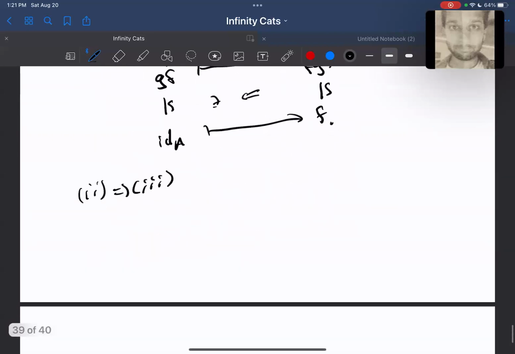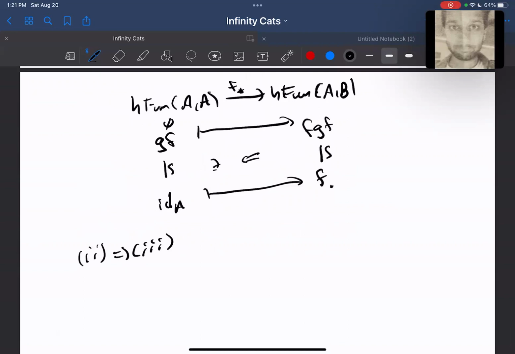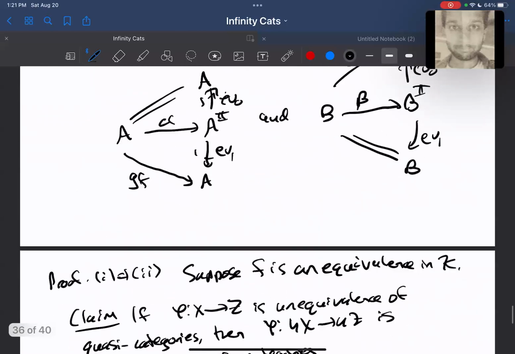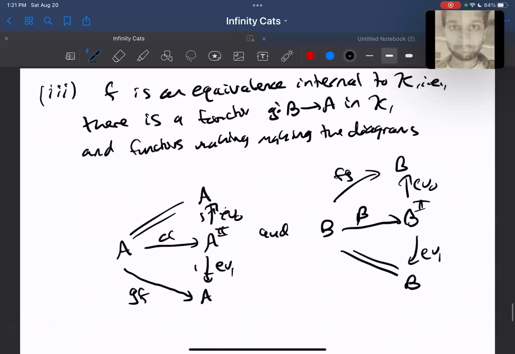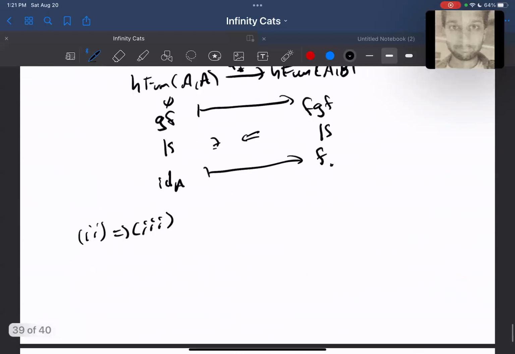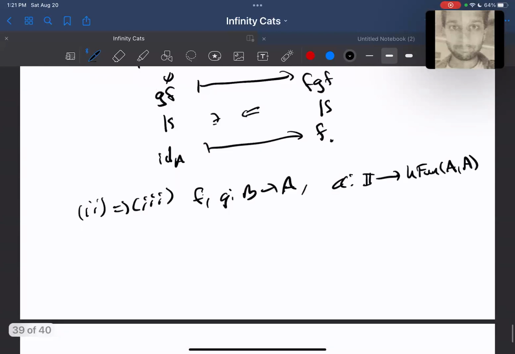We have to show that if we have these two equivalences and an inverse equivalence, then we're going to get internally to K this diagram right here. So in order to show this, what we're going to do is we're going to take some inverse to F, G maps B to A. We're going to take alpha from the free living isomorphism in categories to the homotopy category of A to A, which is going to give you an isomorphism from identity of A to GF.